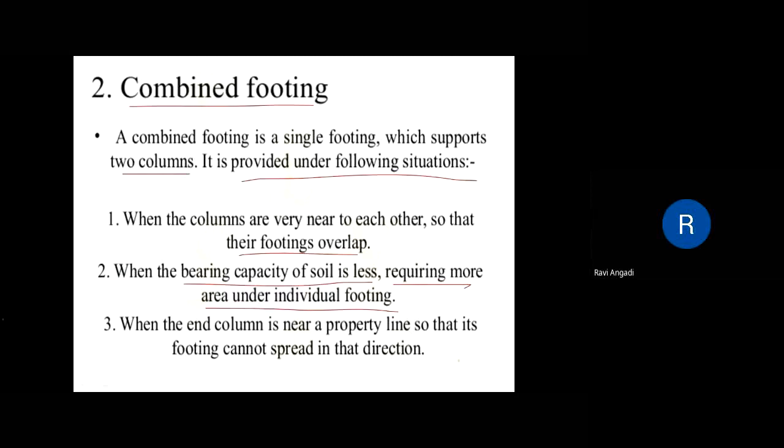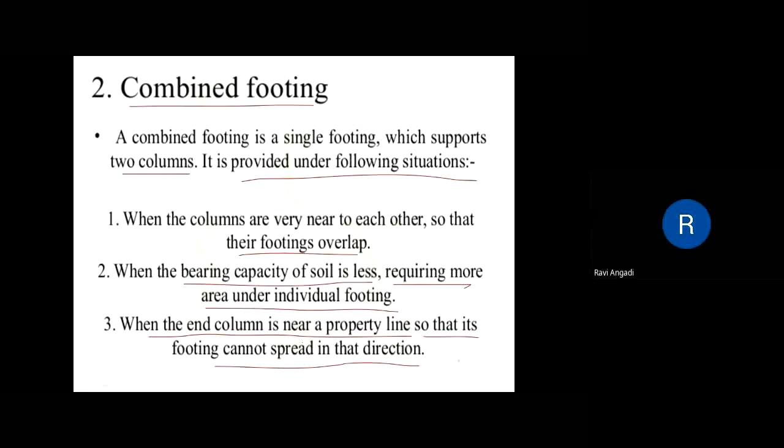And also the third circumstance is when the end column is very near to the property line, so that its footing cannot spread in that direction. That means if the footing would cross into the adjacent property, you can avoid that by providing the combined footing. Is it clear when the combined footing needs to be provided? All three points understood, all of you? Okay, this is very important here.